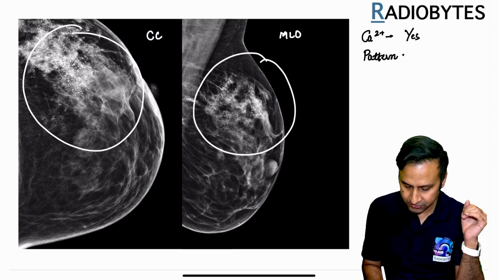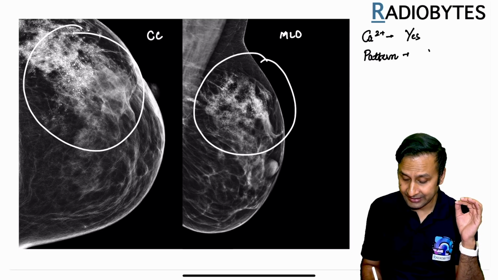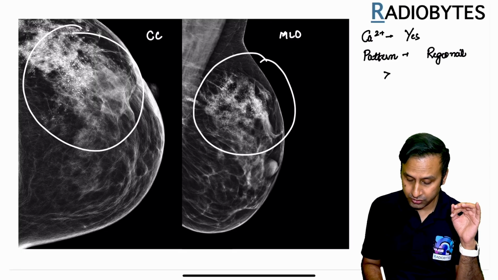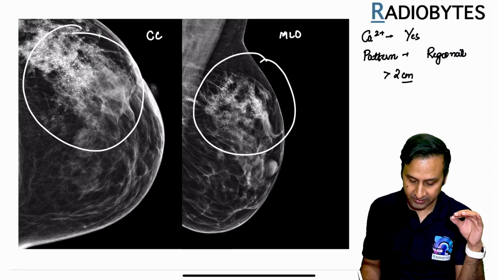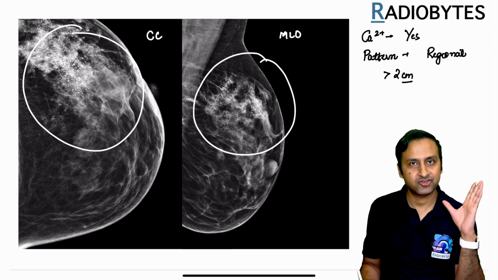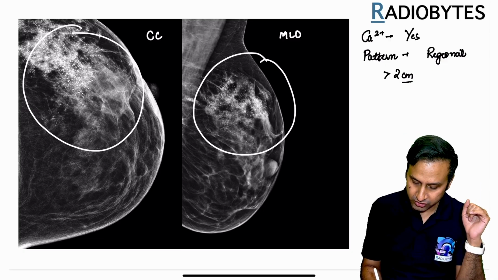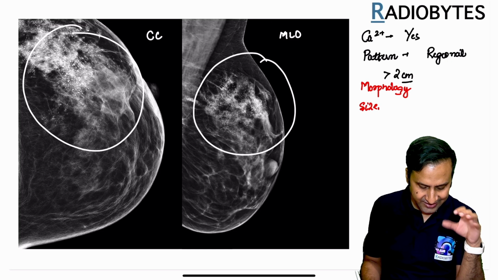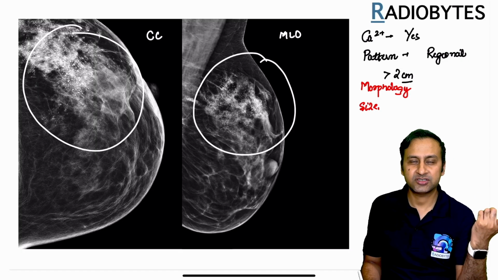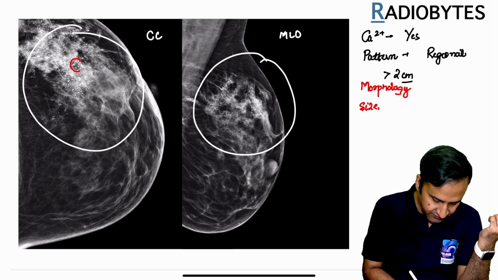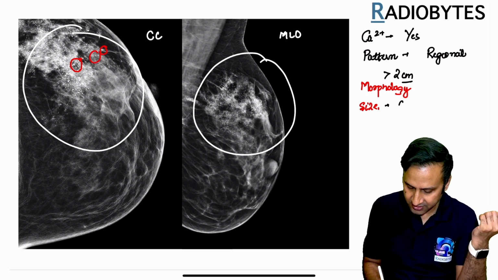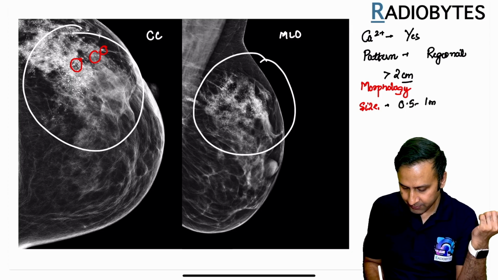So the pattern of the distribution here is going to be definitely regional. Why regional? Because we can see these calcifications which are distributed over an area of 2 centimeters, number one, and this is not conforming to any ductal distribution. Fine. Now let's talk about the most important thing. What we're discussing right now is the morphology. In the morphology, first of all, I want you to have a look at the size. So this calcification looks slightly larger than the calcifications that we saw previously. In fact, some of these calcifications are definitely more than 0.5 mm. So if I have to give a size, they are somewhere between 0.5 to 1 mm in size.